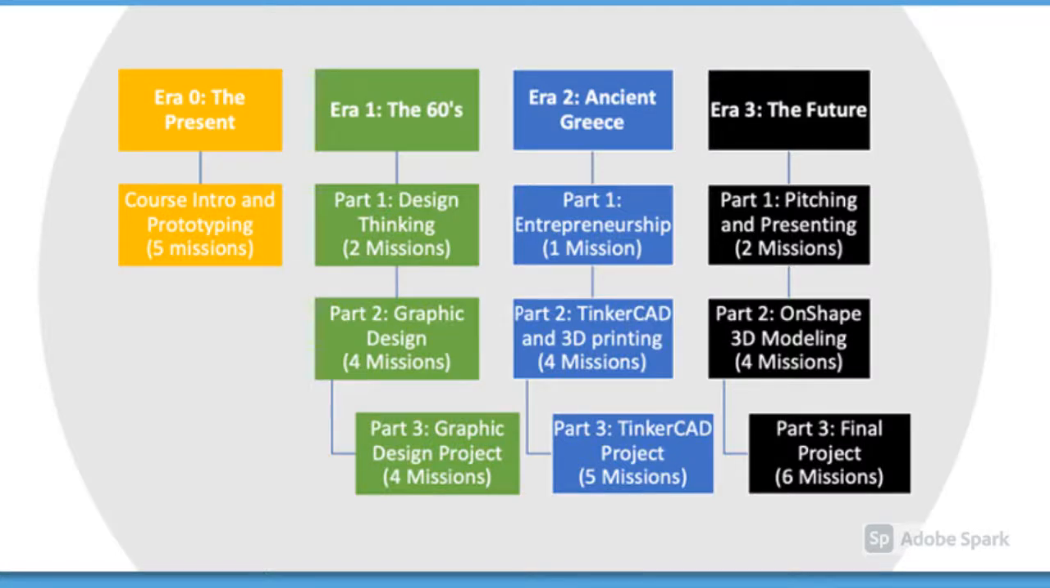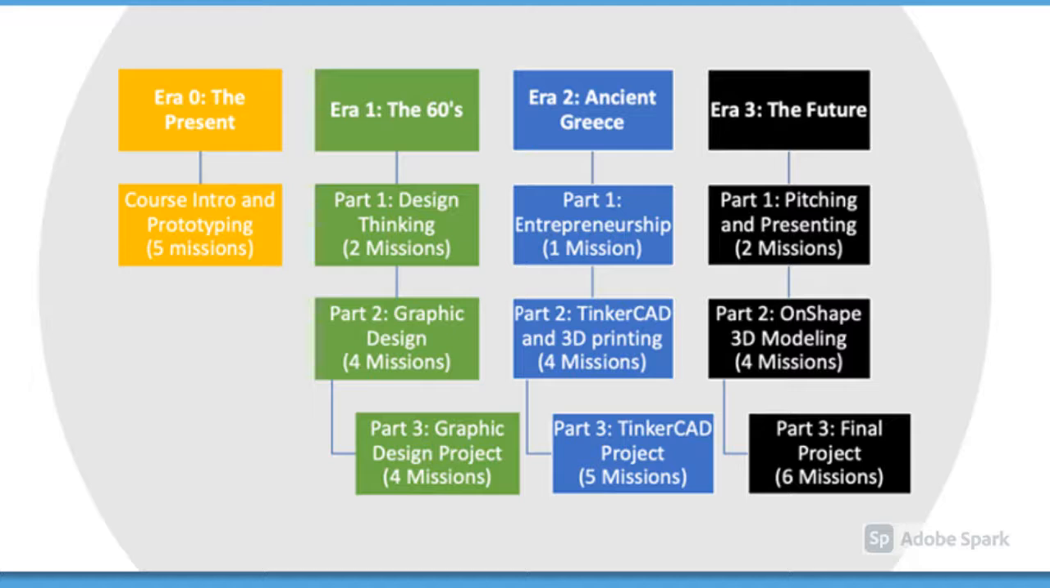Each VIL course takes about 10 weeks to complete, assuming 5 50-minute class periods per week. The courses are broken down into 4 units, or in this time travel theme, eras. Each era consists of multiple parts, and each part consists of multiple lessons or missions. A mission takes about 1 class period to complete.